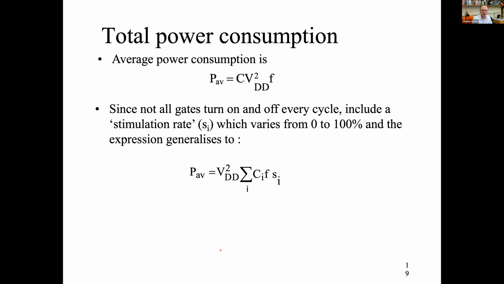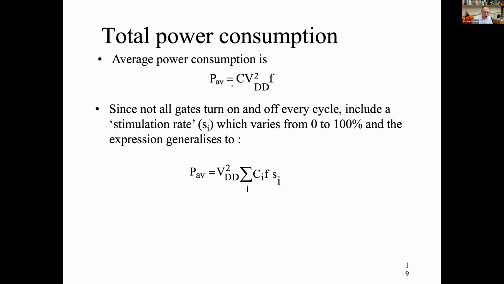So then you can work out some sort of average power consumption, and you could say, well, the average power consumption is going to be P average is going to be C V_DD squared times the frequency, where the capacitance is what we've just worked out from the gates and from the wires.